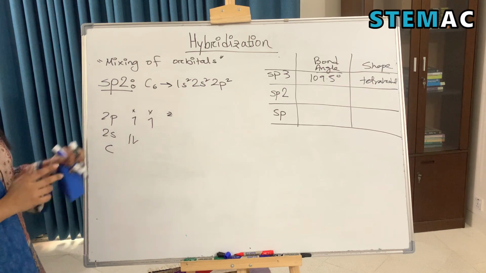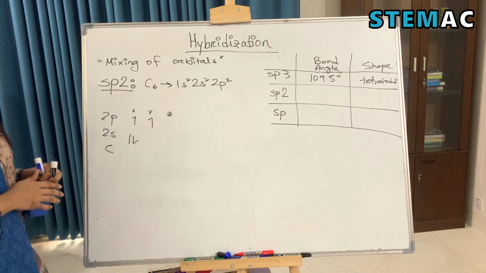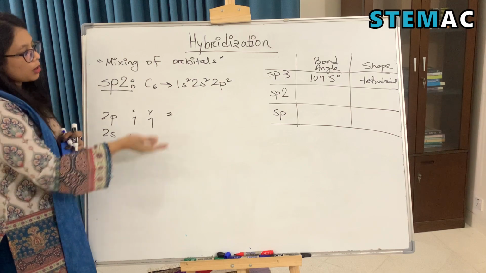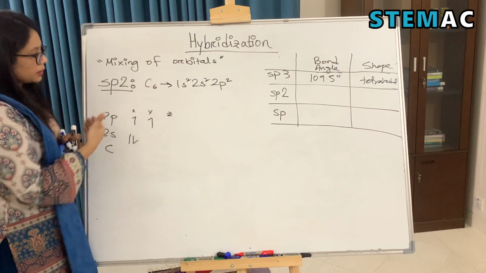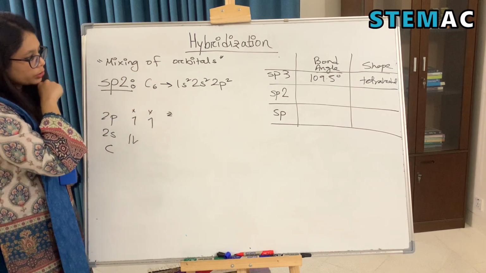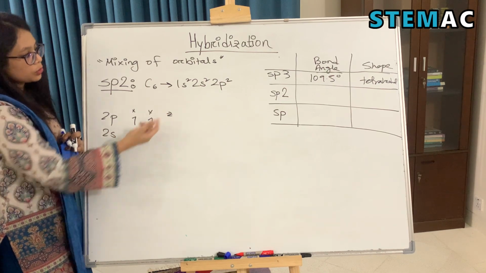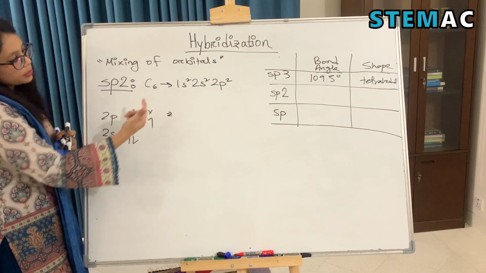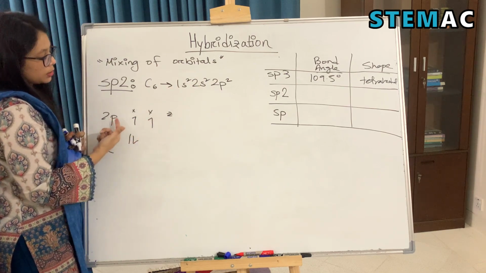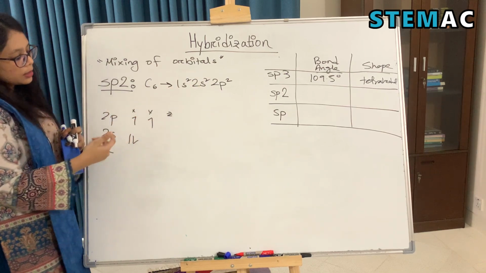So if it's clear, let's talk about sp2 hybridization. So just like before, we know carbon has 6 electrons, and this is how the electronic configuration looks. And then when it's in its ground state, it has 2 electrons in its 2s orbital and 2 electrons in its 2px and 2py orbitals.